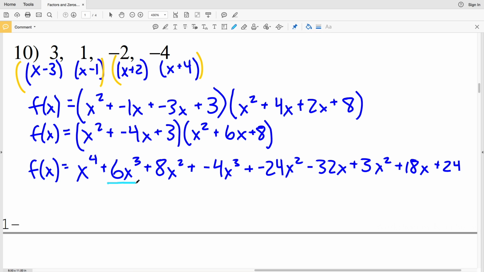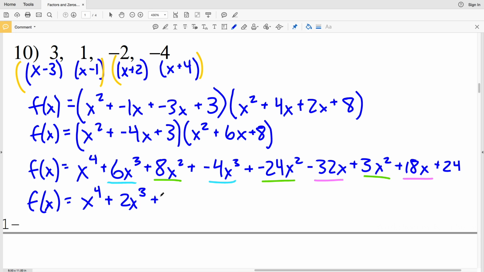So I have 6x cubed and negative 4x cubed that can be combined. I also have x squared, negative 24x squared, and 3x squared that can be combined. And I have a negative 32x and a positive 18x that can be combined. So f of x equals x to the 4th plus, now I'll take care of my x cubed values, 6x cubed minus 4x cubed is a positive 2x cubed.